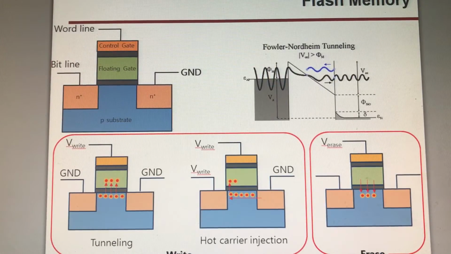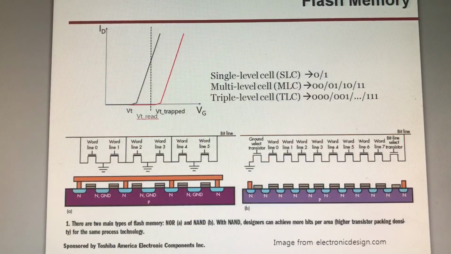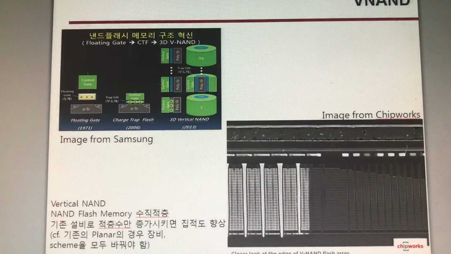In the case of flash memory, it is a medium of various storage space, which is read and erased by the tunneling phenomenon and stored. Through this, subthreshold voltage was well controlled and reached the present triple level cell stage. VNAND is a way to integrate vertically, the abbreviation of vertical NAND.